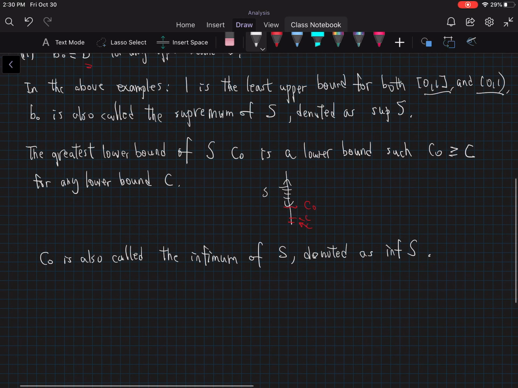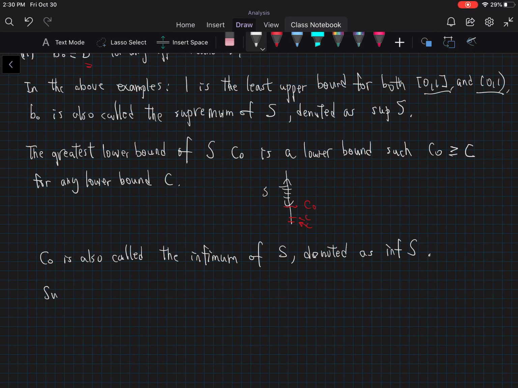So the sup of the open interval (0, 1) equals 1, even though 1 does not belong to (0, 1). So the inf of (0, 1) equals 0. All right, so that's the introduction of the two terminologies.